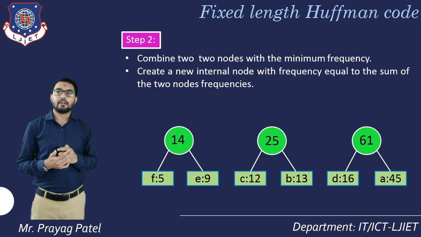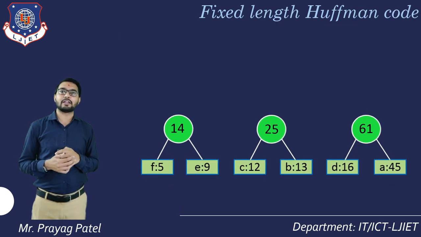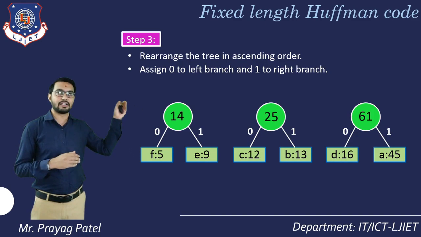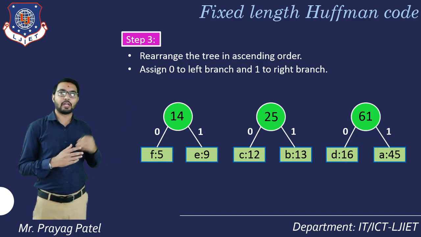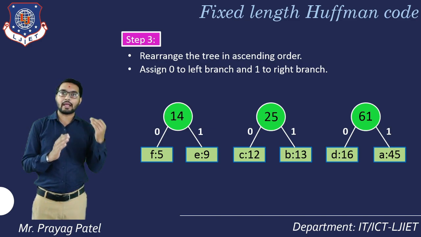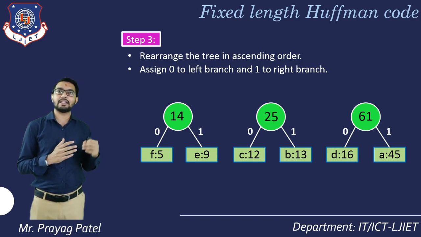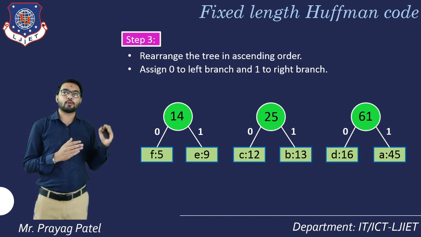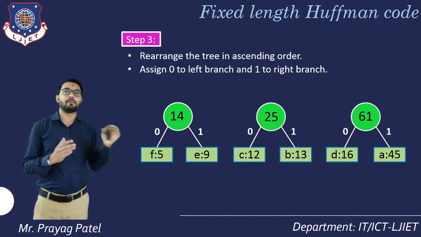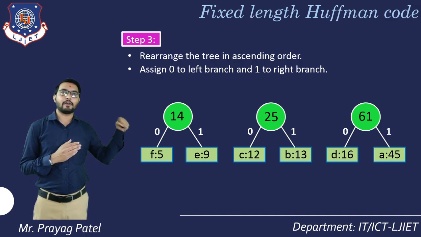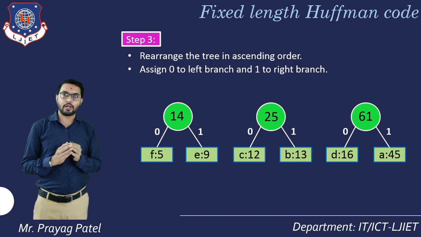Now, next step, step number 3: rearrange this sequence with the new nodes. Here consider the 3 new nodes, 14, 25 and 61. Arrange these 3 nodes in ascending order, meaning rearrange the tree in ascending order and assign 0 to the left branch and 1 to the right branch. Here 14, 25 and 61 are already in ascending order, so no need to change this order.